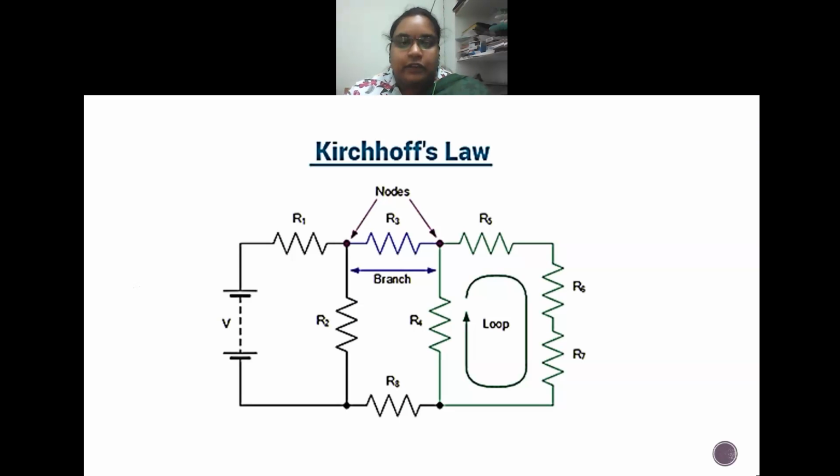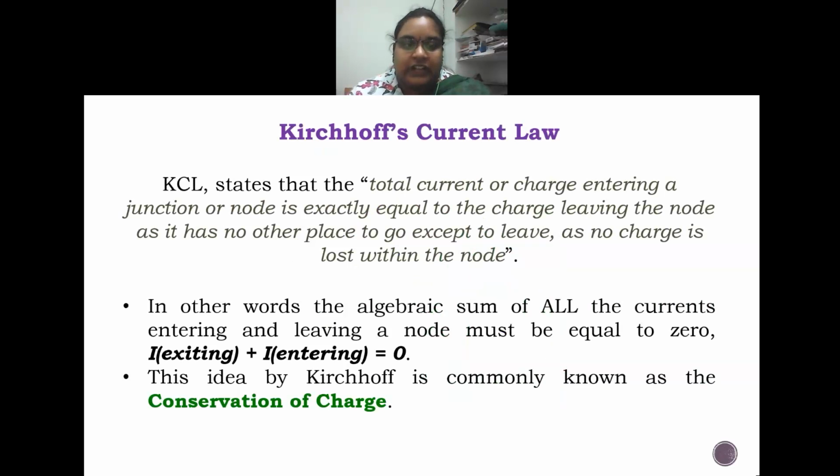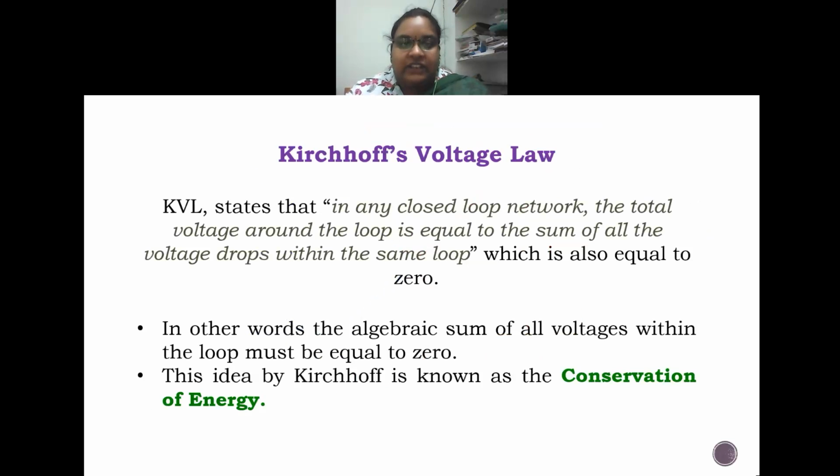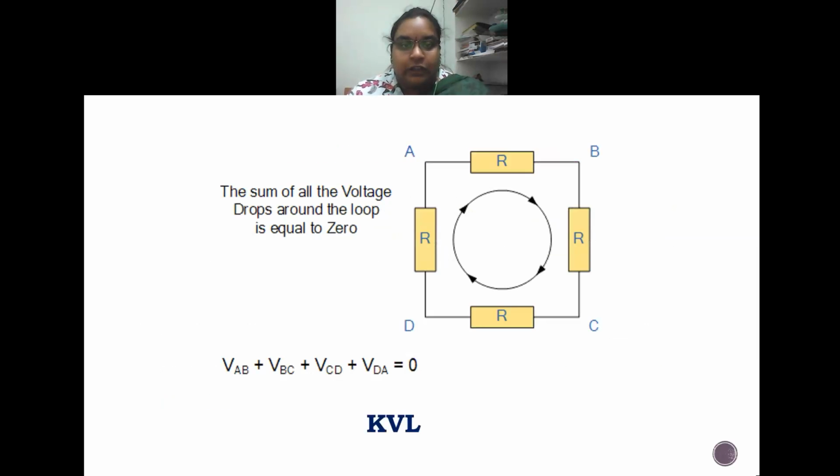Okay, next is Kirchhoff's laws. We have two Kirchhoff's laws. Kirchhoff's current law, which is called KCL, also known as the conservation of charge, tells us the amount of charge entering a node is equal to the amount of charge exiting the node. And the next one is Kirchhoff's voltage law, called KVL, or the conservation of energy. Here, the voltage rises in a loop are equal to the voltage drops in a loop.